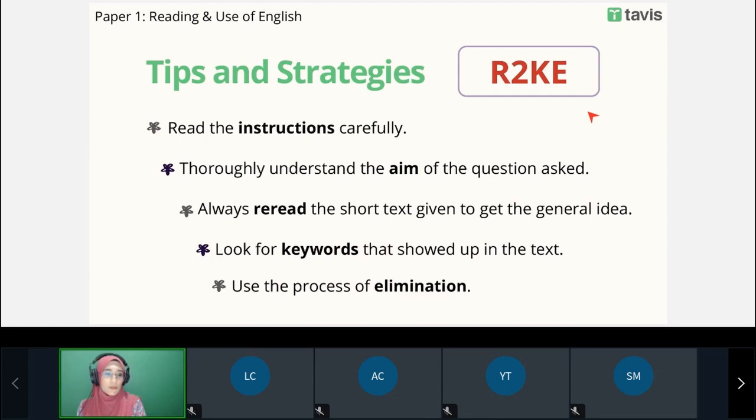The tips and strategies. This is one of my tips: I like to use acronyms. This is my acronym here. It's R2KE. Now, what do you think it stands for?